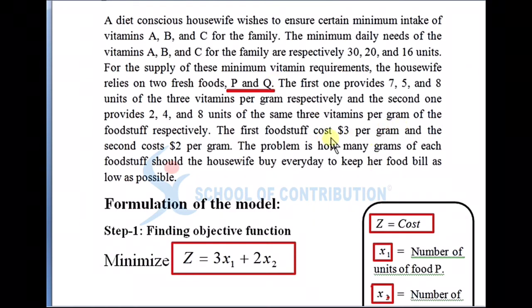Since it costs $3 per gram to purchase food P and $2 per gram to purchase food Q, we can just add this total cost like this. So 3x1 plus 2x2, this is the total cost to purchase food P and Q, and this is our objective. And so far our objective is to minimize this total cost of food. So this is our objective function.